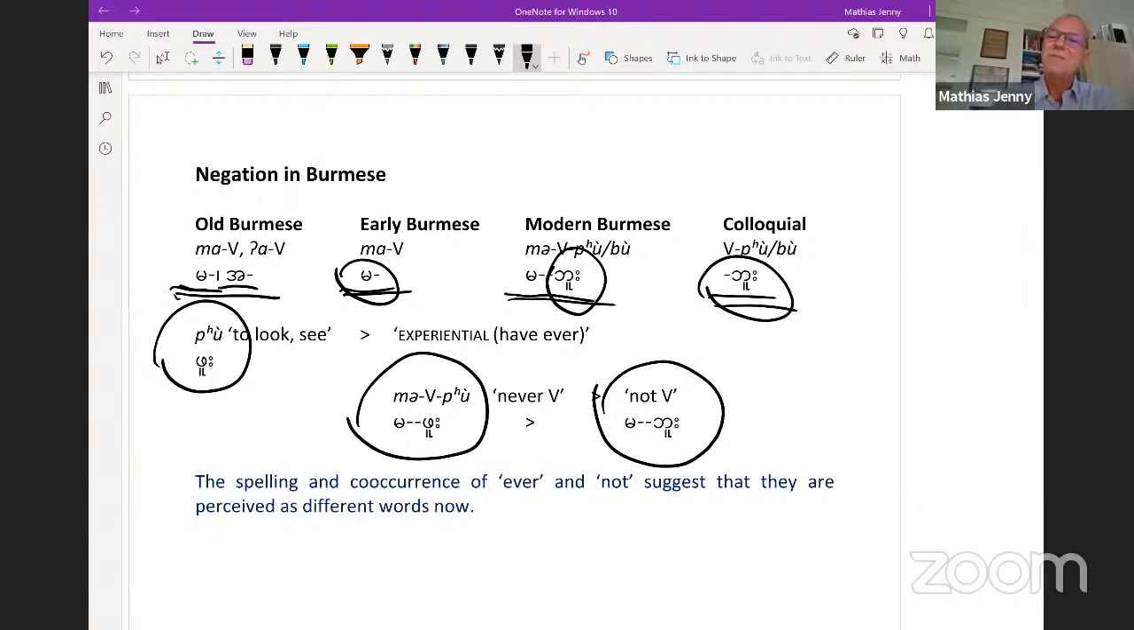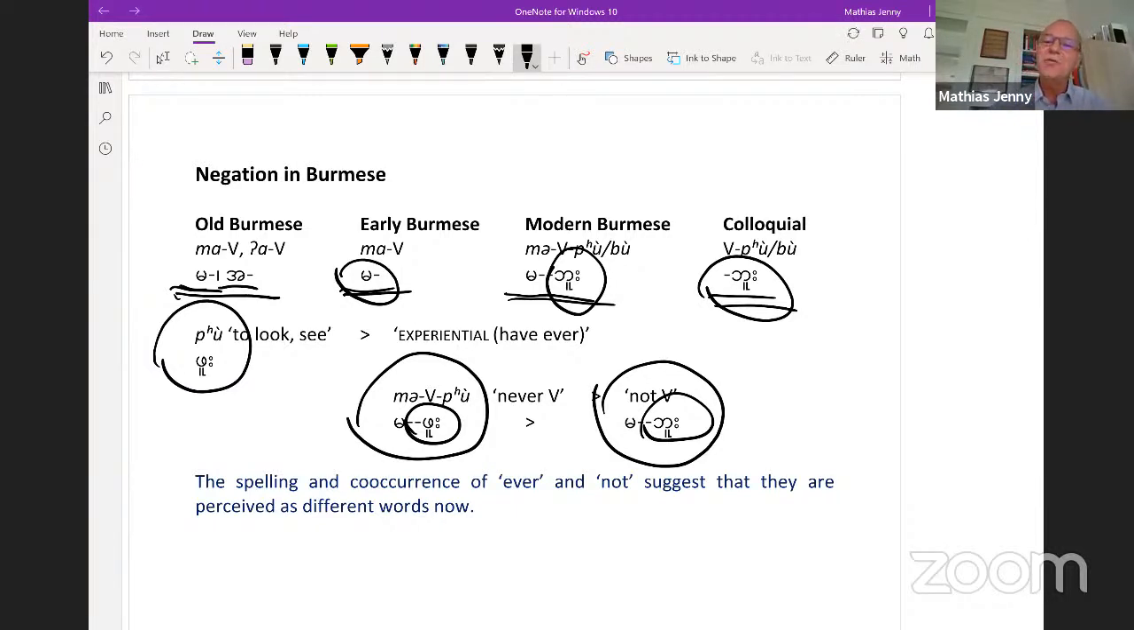So in Burmese, probably this experiential pu took over the function of negation. It was nothing negative in the beginning, but it became the negation just through usage and dropping of the weak ma prefix. This is sort of reanalysis similar to French. Now in modern Burmese, of course, pu experiential and pu negation are spelled differently. So they're felt to be something different. They can occur together.